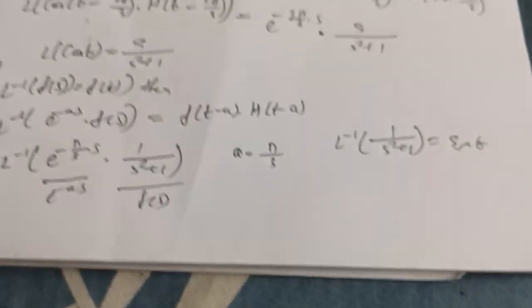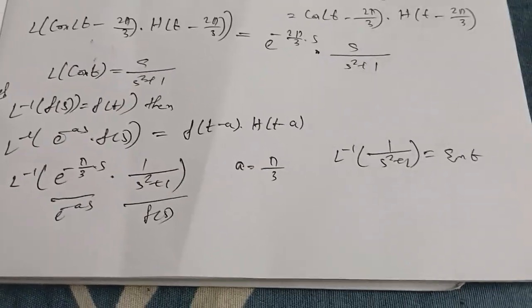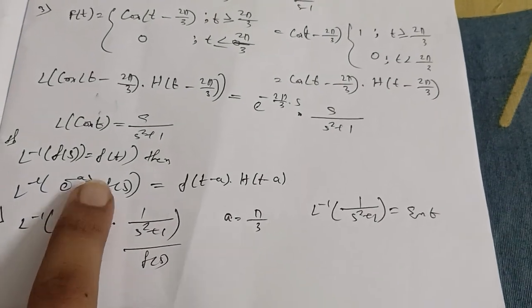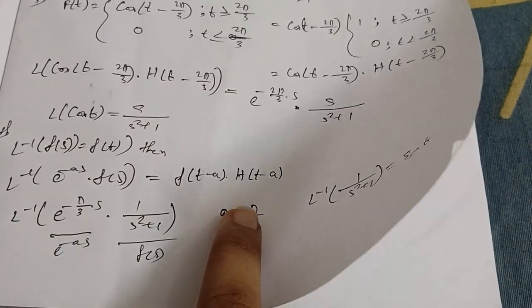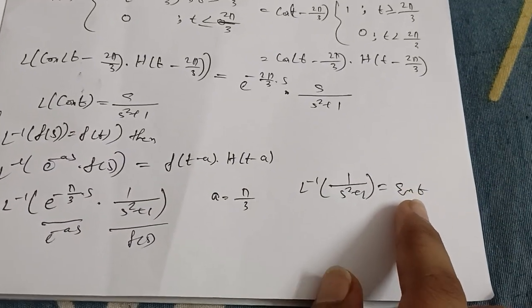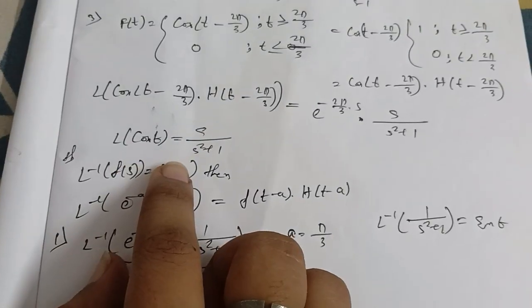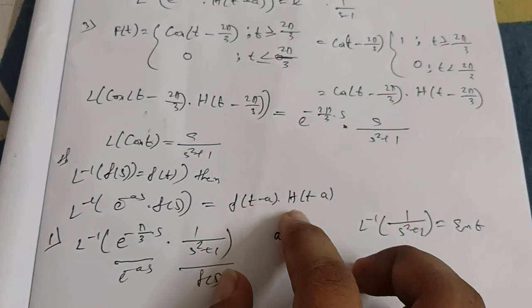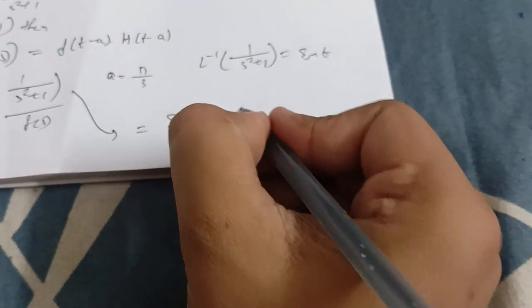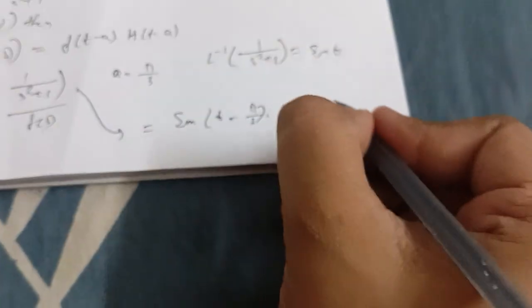I am explaining it again. Here this is the Laplace inverse of e power minus pi by 3 s times 1 by s square plus 1. So this is the e power minus as part and this is the F(s) part. Comparing it to the e power minus as part, we got a is equal to pi by 3, and Laplace inverse of the F(s) part is equal to sin t. So if we put it in the formula, it is sin of (t minus a) and h of (t minus a), and a is equal to pi by 3. So it will be sin of (t minus pi by 3) times h of (t minus pi by 3).